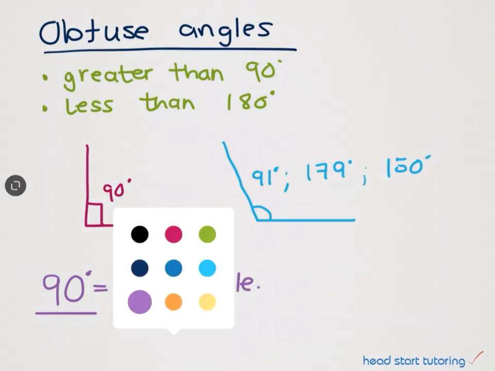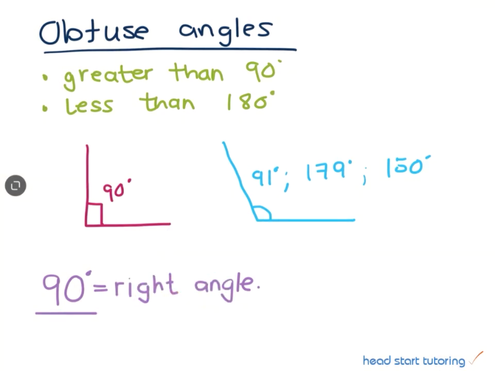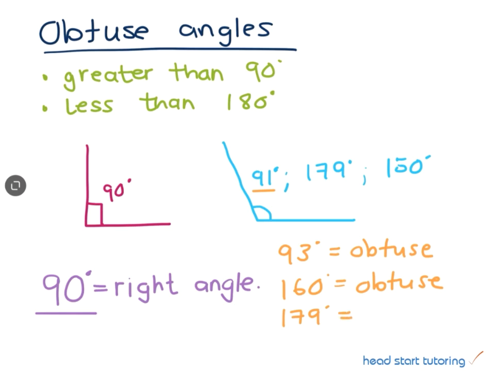Okay, but if we have a look at an angle that is greater than 90, such as 93 degrees or 91 degrees, so if it's just greater than 90, it will be an obtuse angle, right, because that is still less than 180. If we have a look at 160 degrees, it will be an obtuse angle because that is greater than 90 but less than 180. If we have a look at 179 degrees, that will be an obtuse angle because it is greater than 90 but less than 180.